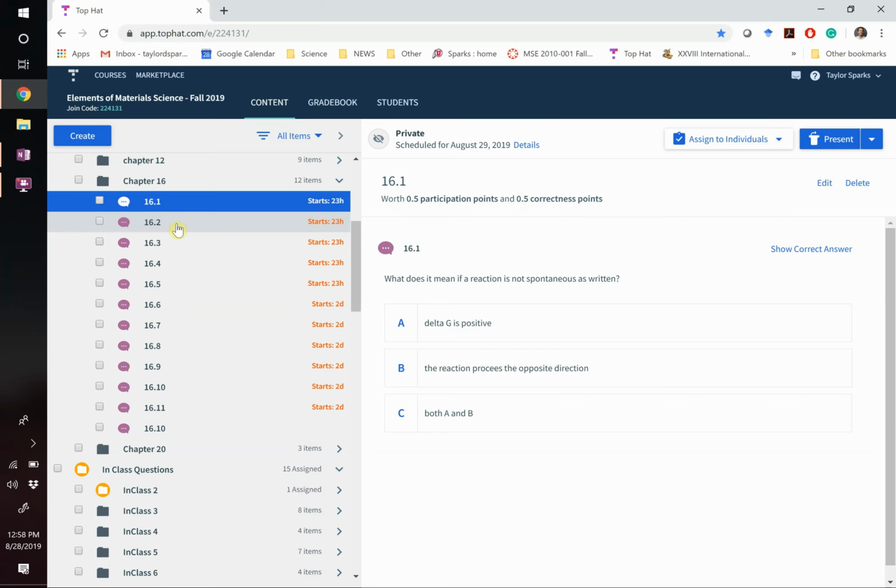And again, these are simple. For example, what does it mean if a reaction is positive? Is it delta G is positive, reaction proceeds in the same direction, or A and B? It's stuff that if you've been even lightly reading the book or coming to class, these should be a breeze, but they're going to help reinforce stuff we talked about.